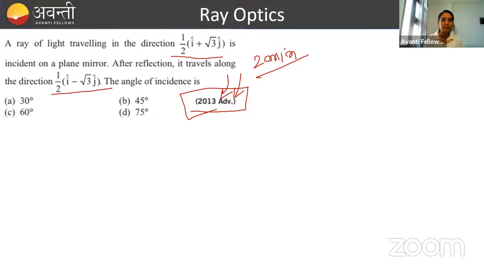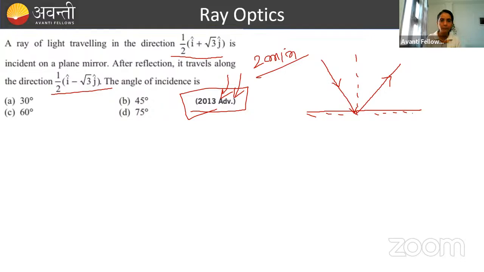Angle of incidence we have to calculate. Just make it more simple. Suppose कर लो, this is a surface, and on this surface there is an incident light. We will draw a normal, and we will then draw a reflected light. So this is incident light, this is reflected light.